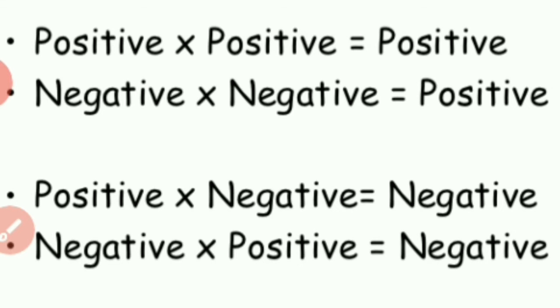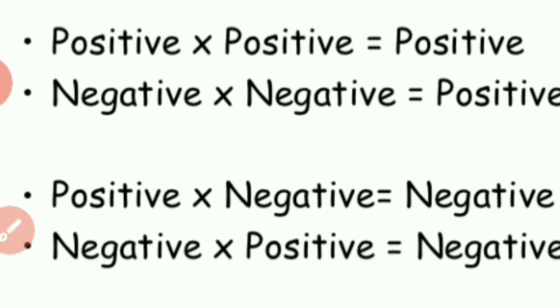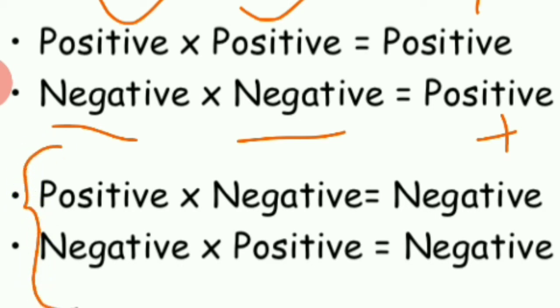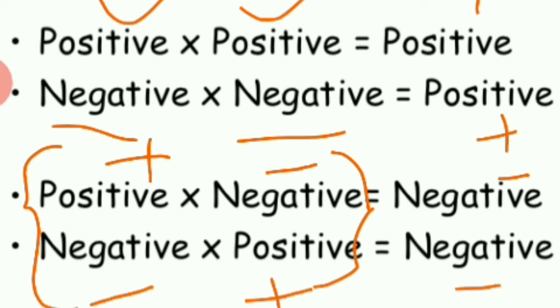Here we will learn some rules for multiplication. When a positive is multiplied with a positive, we get a positive. When a negative is multiplied with a negative, it is also positive. Here when both the symbols are different, we get negative, meaning plus into minus we get minus, and minus into plus we get minus. When the same symbols are multiplied, positive positive we get positive, or negative negative we get positive.